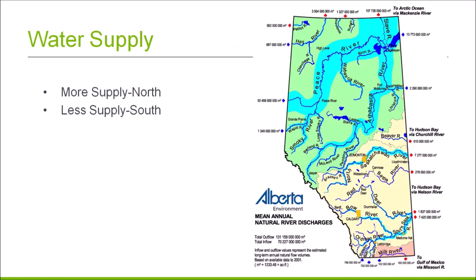Now let's talk about water supply. On the right hand side of the slide, I have a map of Alberta with all of the major rivers, and what we are showing here is a sort of buffer zone around all the rivers, and these buffers are based on the mean annual flow of that particular river. Now, the takeaway from this slide is that all the northern rivers have more flow compared to the southern rivers. So that implies we have more water supply in the north and less water supply in the south.